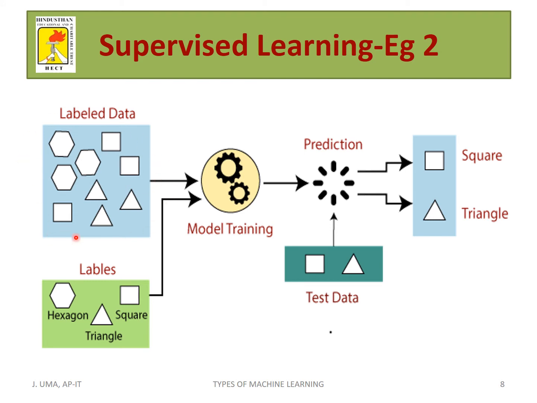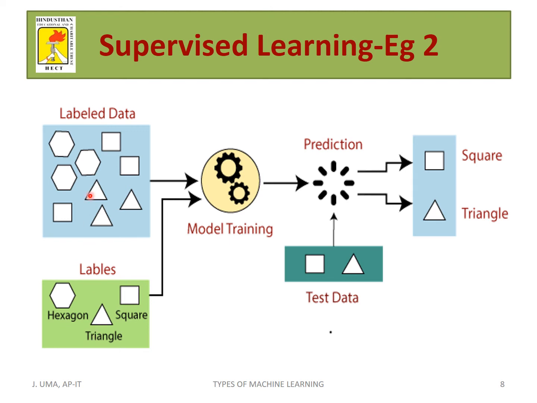Moving on to the second example, I have a set of images of different shapes and I have labeled them with different names like hexagon, triangle, and square. The image dataset and the labels are given to a machine to get it trained by itself. This is said to be model training. Now, I would like to test the machine with the test data. I am giving two different images, a square and a triangle. Now, I am asking my machine to predict by itself. It will predict them as square and triangle. This is supervised learning.